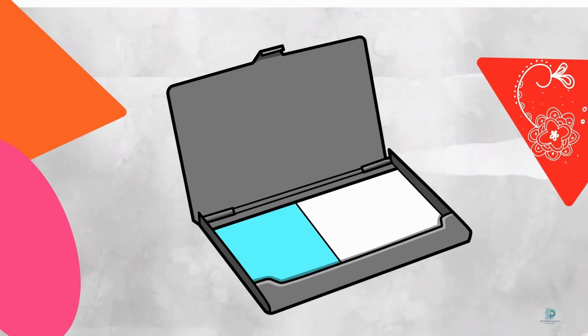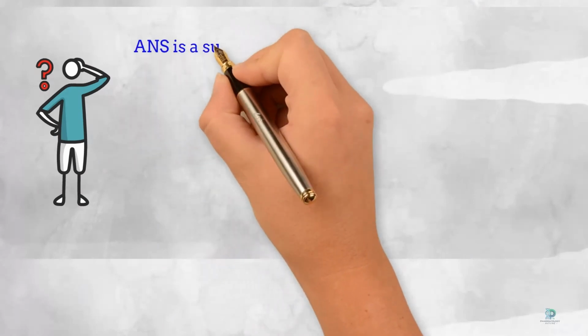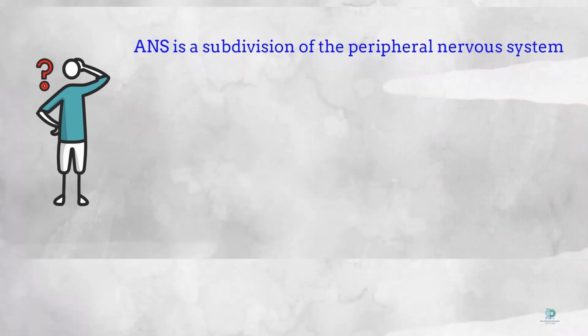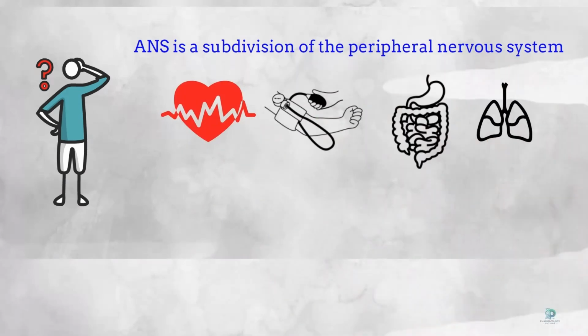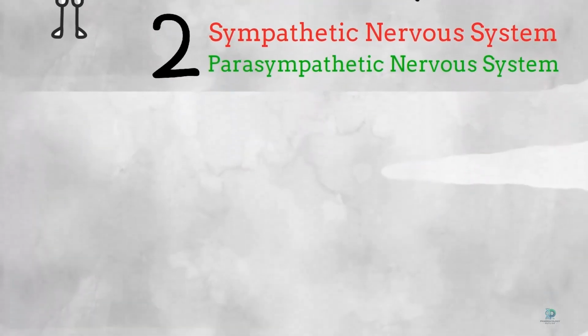Today, we're venturing into the fascinating world of the autonomic nervous system, or ANS. What is the autonomic nervous system? Autonomic nervous system is a subdivision of the peripheral nervous system and plays a critical role in regulating involuntary physiological functions like heart rate, blood pressure, digestion, and respiratory rate. It's divided into two complementary branches: sympathetic nervous system and parasympathetic nervous system.